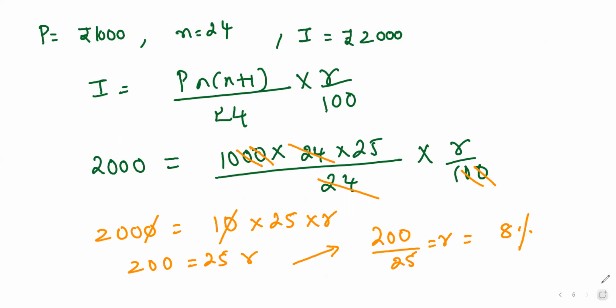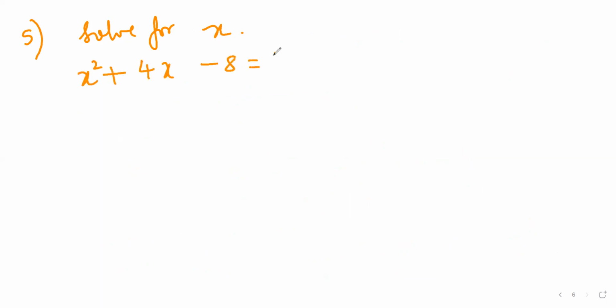Moving on, let's go to the next one, which is, okay, it says solve for x. It's a quadratic again, and it says give your answer up to 1 decimal place. Use tables if needed. We'll see if we really need tables. Okay, x squared plus 4x minus 8 is equal to 0.